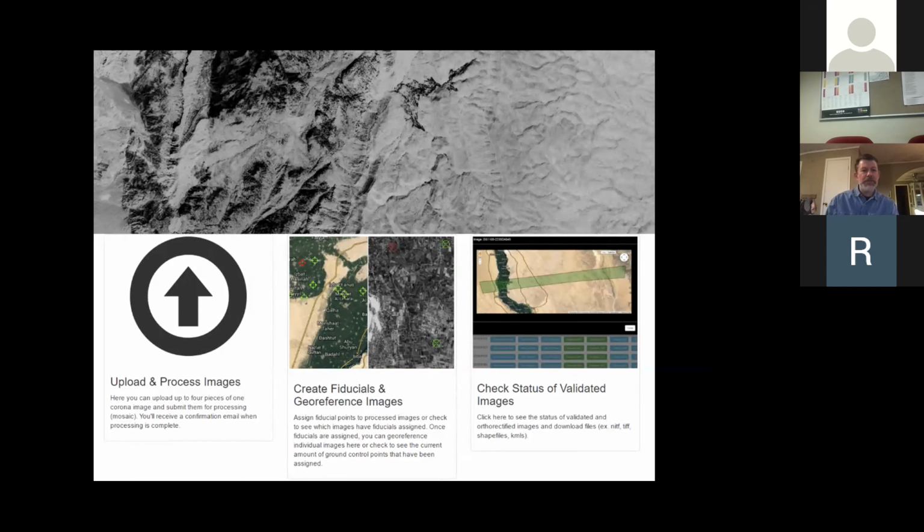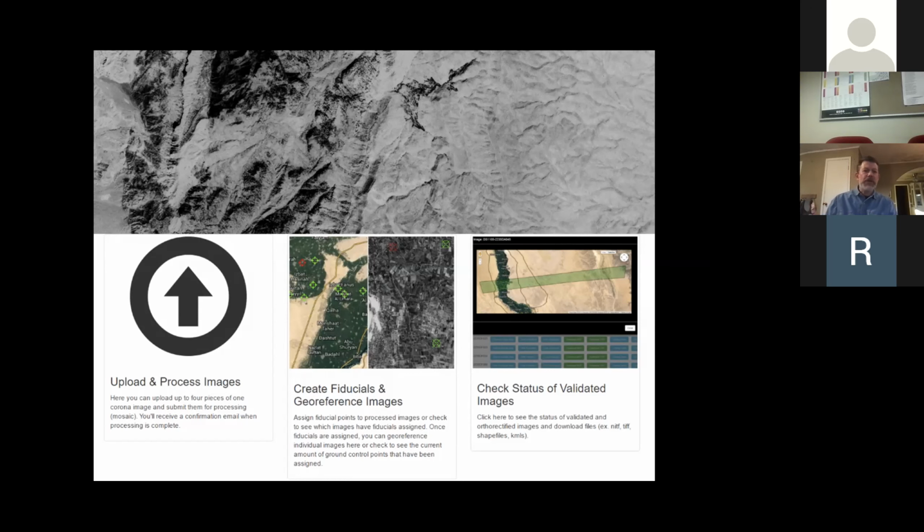So the first step here is to upload and process the images, and then define the fiducials, the image boundary on the film frame, and then georeference those using Google backdrop imagery, and then be able to monitor the addition of those images and then push them out to the atlas.